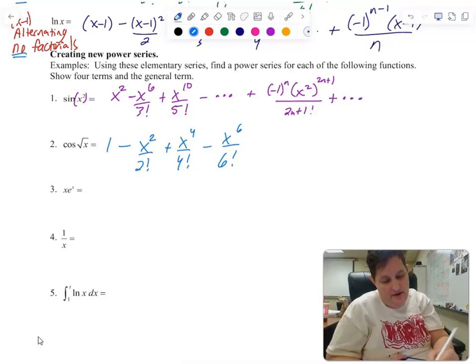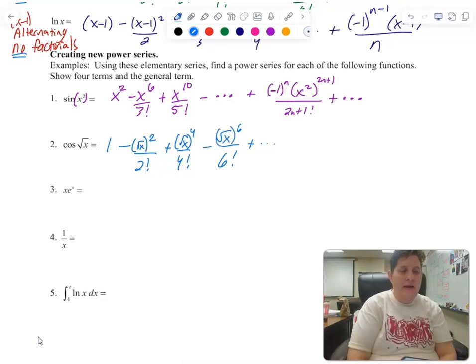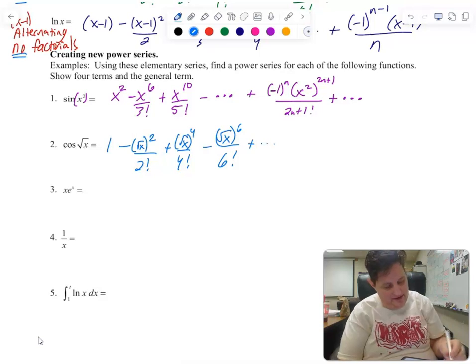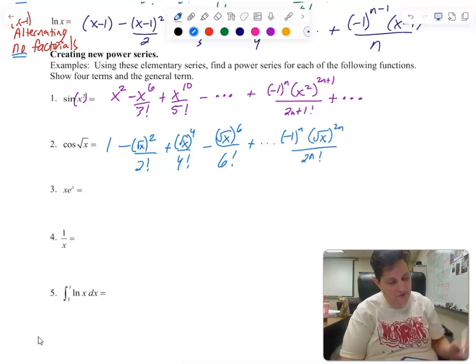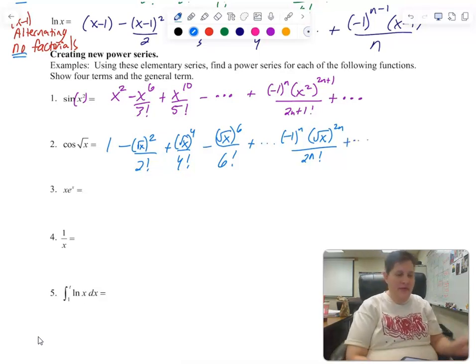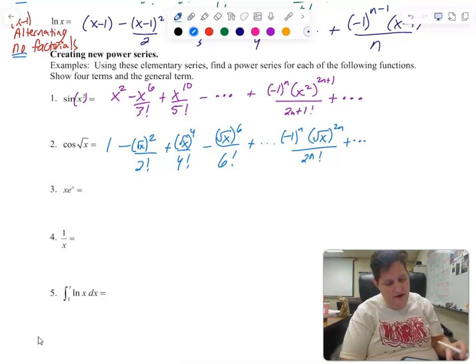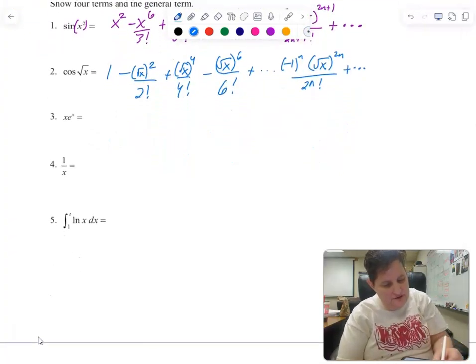So all I'm going to do now is plug in square root x wherever I see x. So this is going to be square root of x squared, this is going to be square root of x to the fourth, this is going to be square root of x to the sixth. We'll write that down simplified in just a minute. The cosine one was x to the 2n over 2n factorial. Now I'm putting a square root x in there, and that would be fine on an FRQ. Now on a multiple choice, they might reduce that a little bit for you.